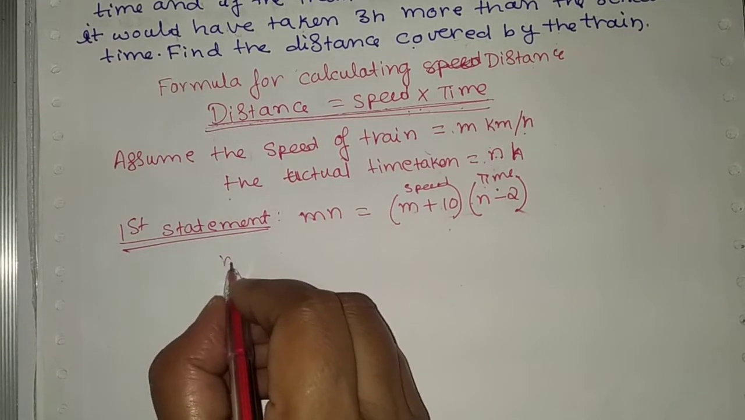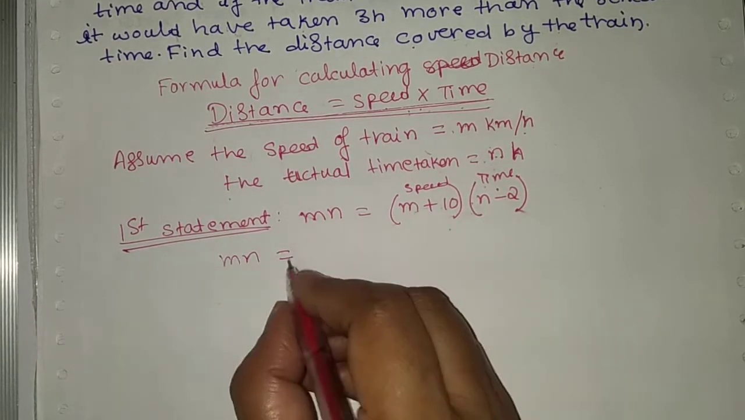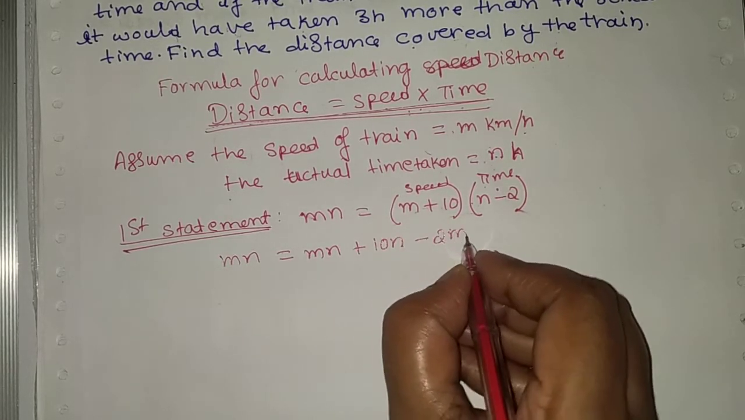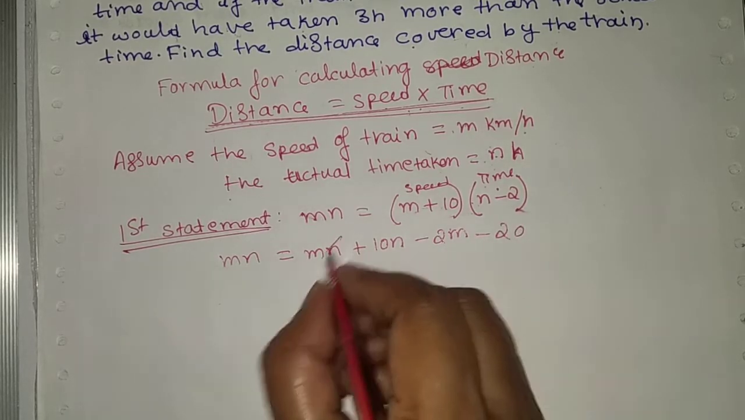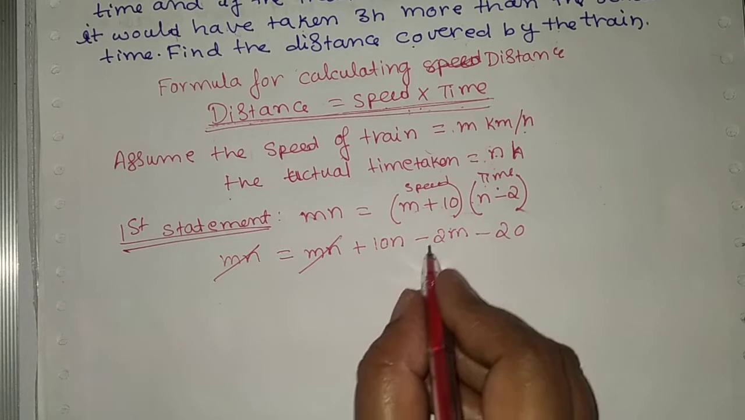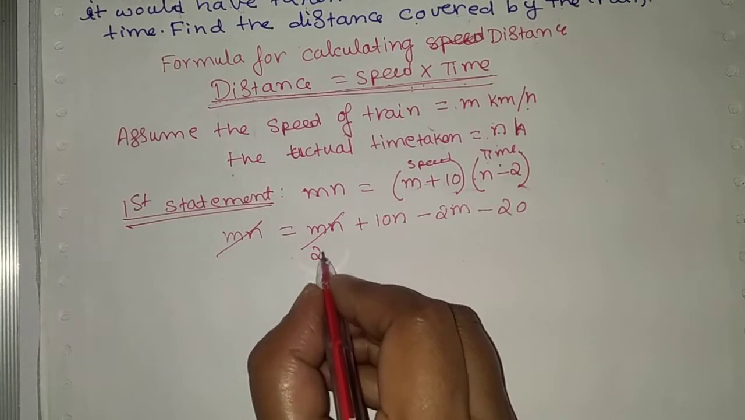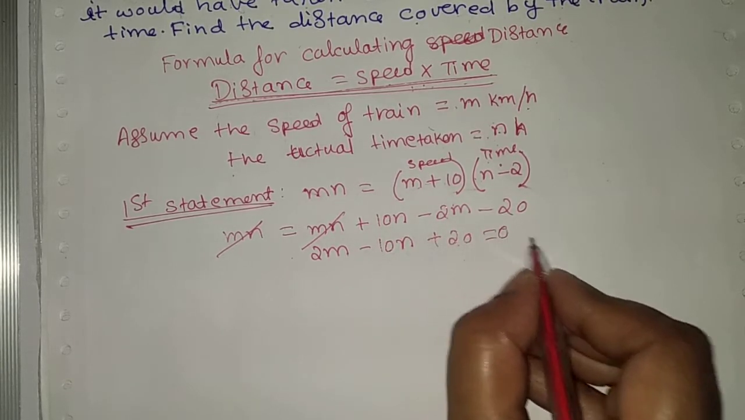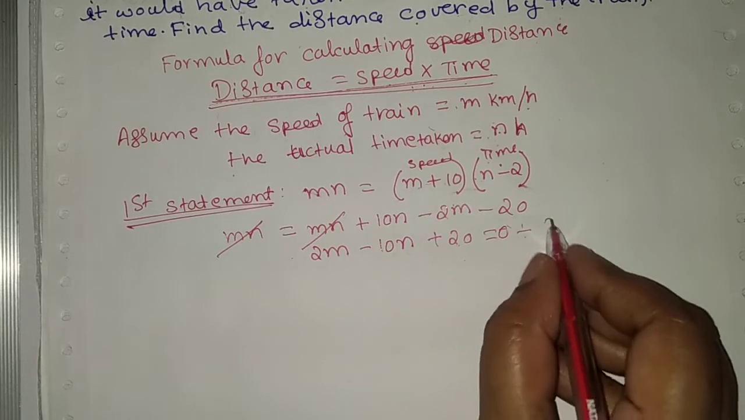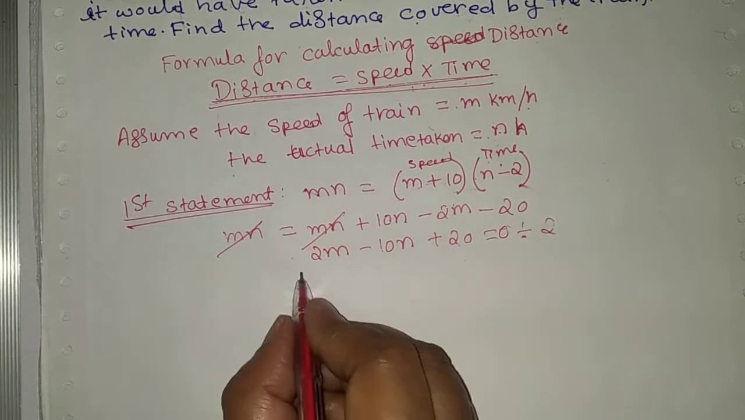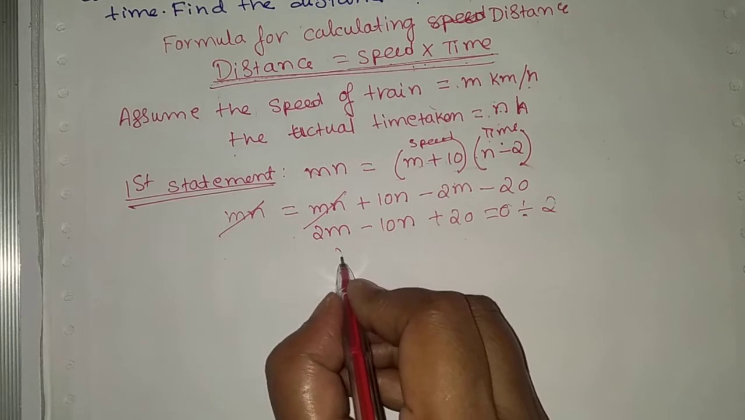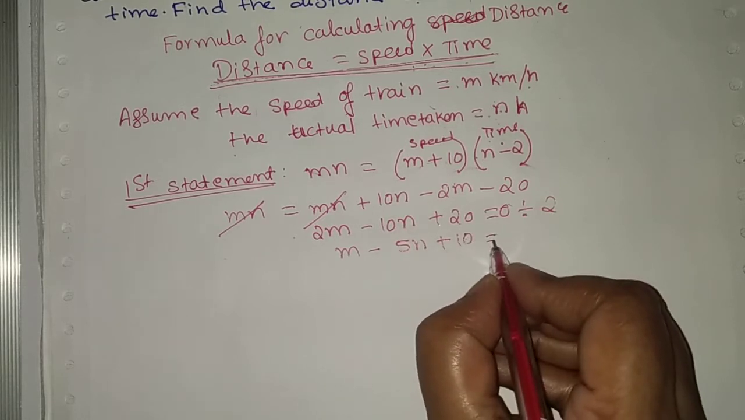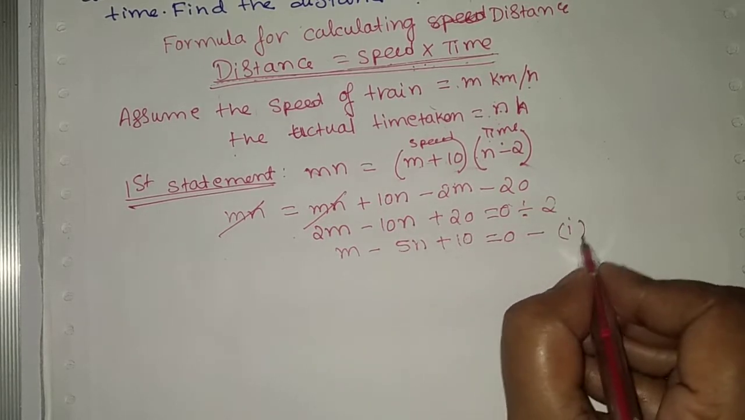Next we will simplify this. mn is equal to mn plus 10n minus 2m minus 20. Here mn cancels. We have to write this in the correct equation form: 2m minus 10n plus 20 is equal to 0. If we divide by 2, we get m minus 5n plus 10 is equal to 0. This will be our equation 1.